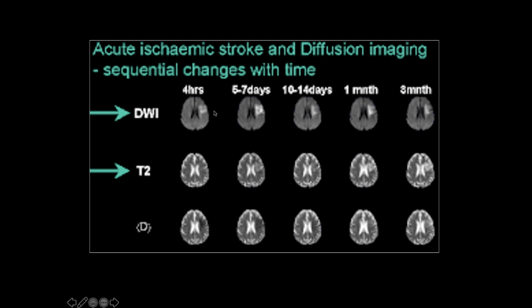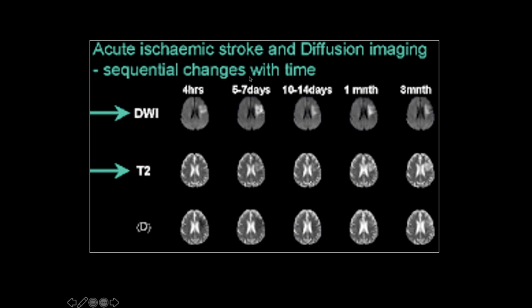Within the first 4 hours, we can see that there is diffusion restriction, hyperintensity on DWI, and hypointensity on ADC. This is typical of an acute ischemic stroke. If we look at the T2, it is not positive. Why? Because within the first 4 to 6 hours, the T2, the FLAIR, the other sequences may be negative. Therefore, the diffusion may help us to diagnose an acute stroke, and an acute stroke within 6 hours. So great possibility of therapy.